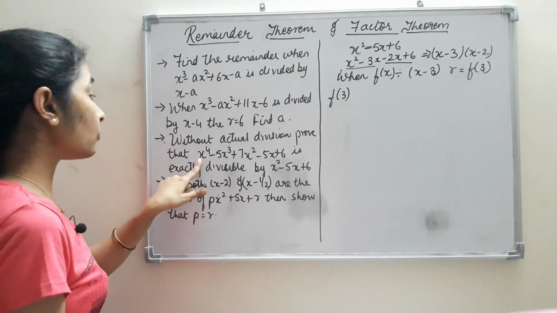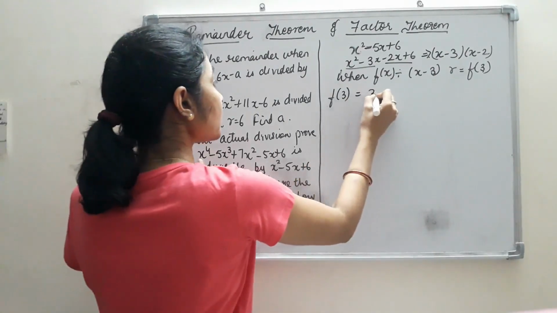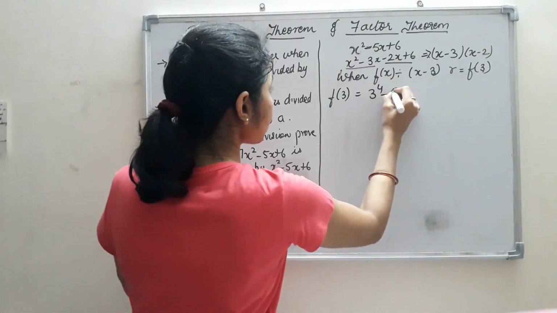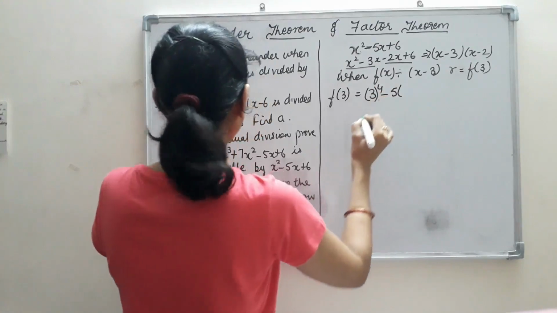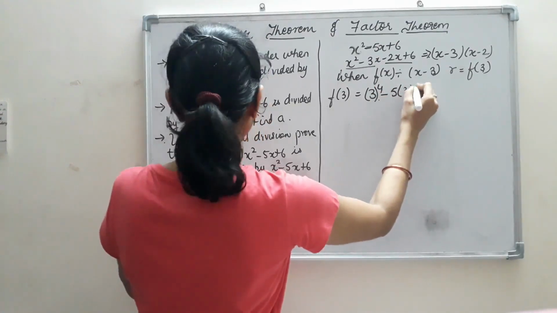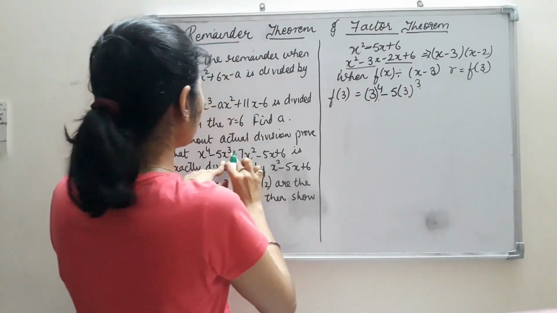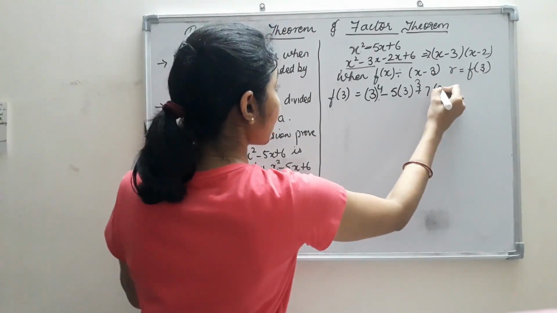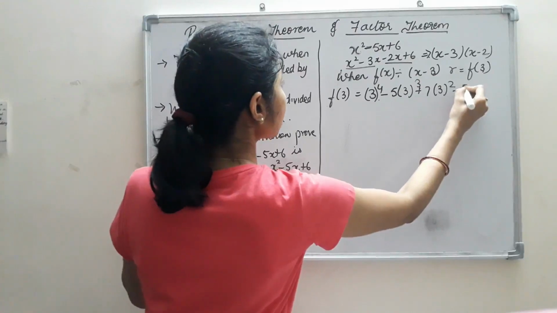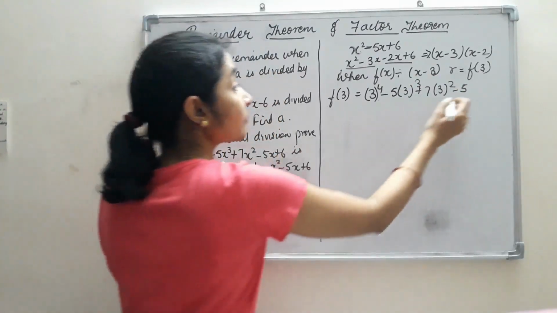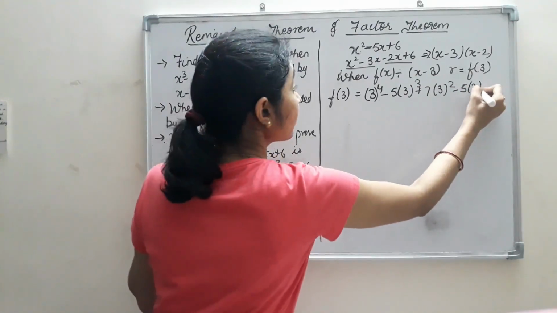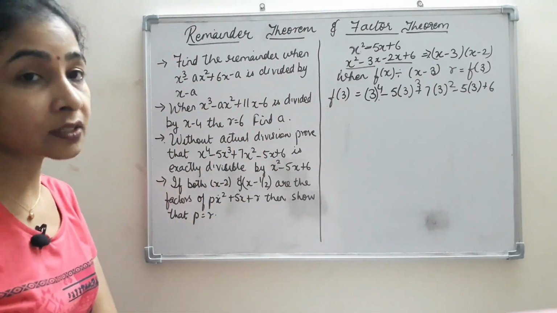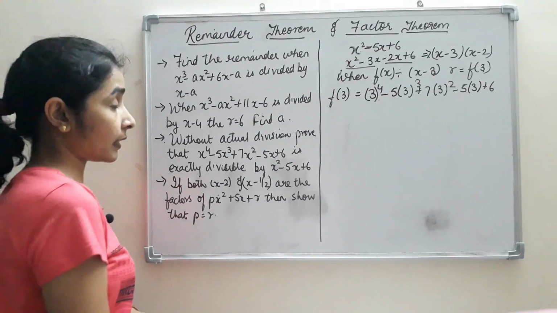Function of 3 is equal to x raised to the power 4, that means 3 raised to the power 4, minus 5x cube, that means minus 5 into 3 raised to the power 3, and plus 7 into x raised to the power 2, that means 3 raised to the power 2, minus 5 into x, that means 3, and plus 6. I have substituted the value of x as 3 everywhere wherever the x lies.